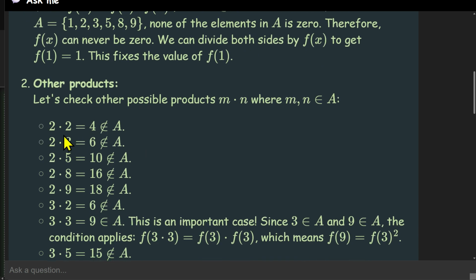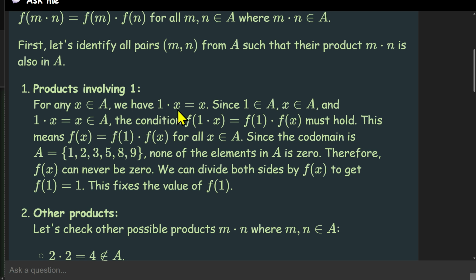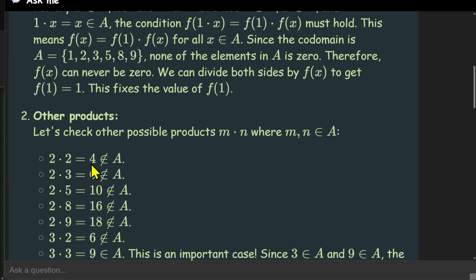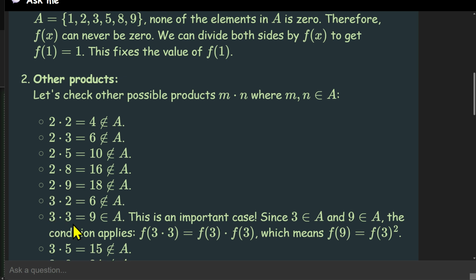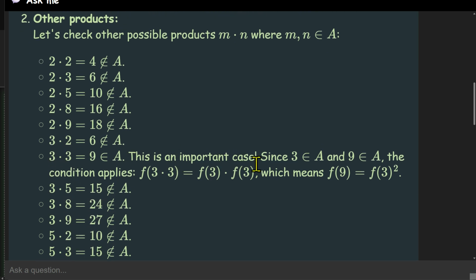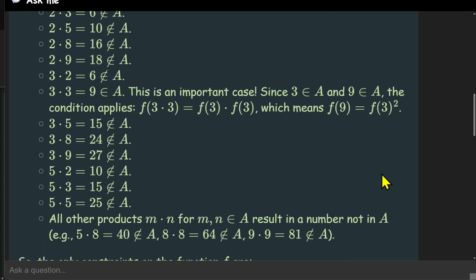अदर, 2 into 2, involving 1, 1 into x equal to x. Then 2·2 = 4 does not belong to A. 2·3, 2·5, 2·8, 2·9, 3·2, 3·3 — this is an important case since 3 belongs to A, 9 belongs to A. For 3·3, the condition applies: f(3·3) = f(3) f(3). So f(9) क्या हो गया, f(3) का होल स्क्वायर. 3·5, 3·8 do not; 3·9 पूरे एलिमेंट चेक किए.